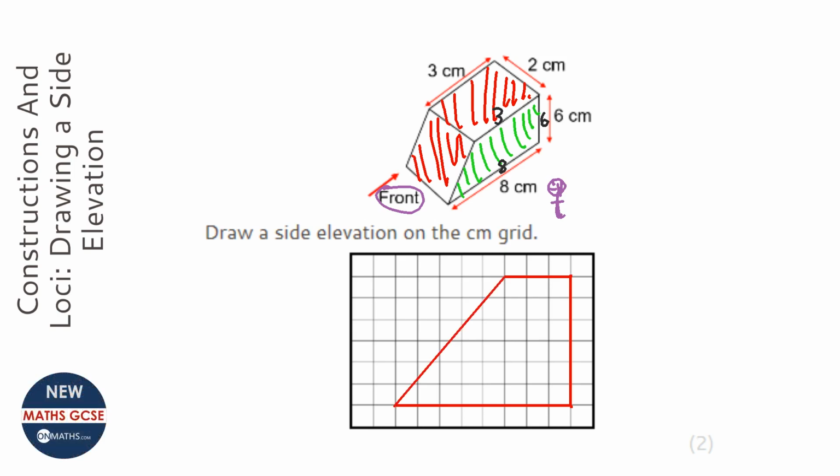Like that, perfect. Now it's really important on the diagram we don't show any 3D-ness at all. So as soon as you show something like this, like that, you lose the marks. So it has to have no 3D-ness at all. And you need to do it to scale normally. So it would be 8 by 6 by 3 on that diagram.